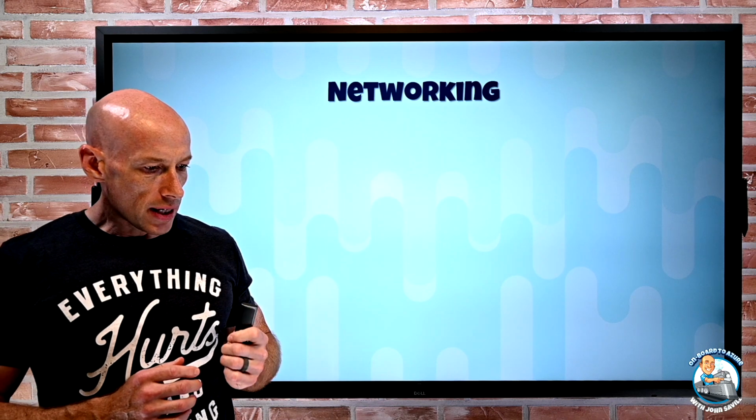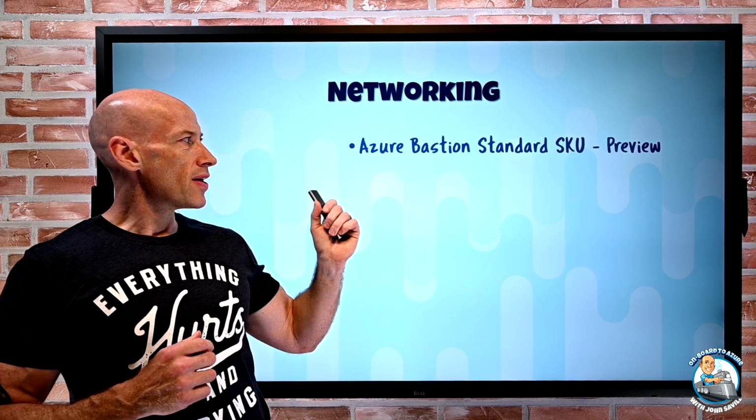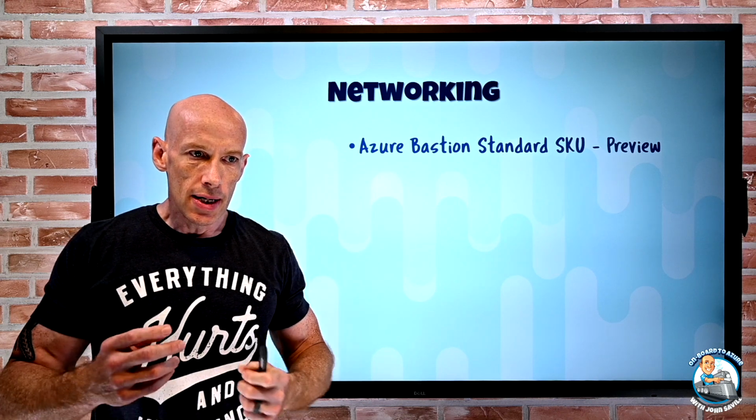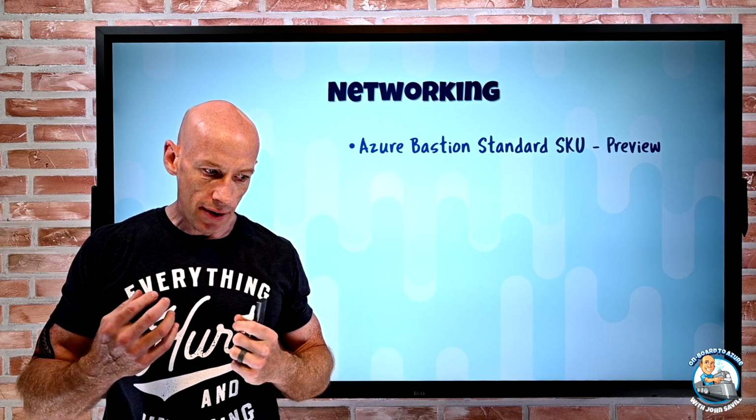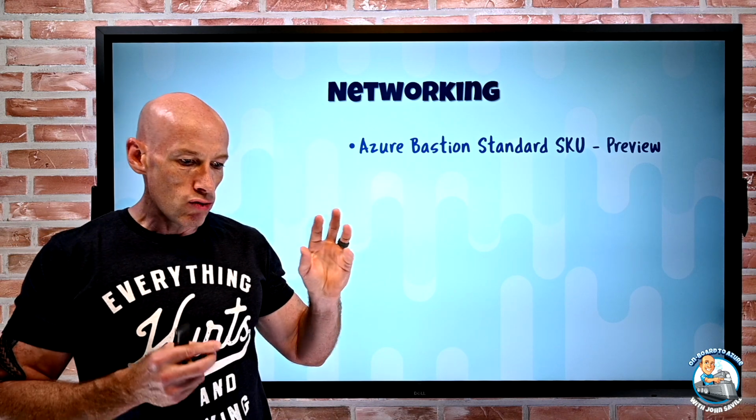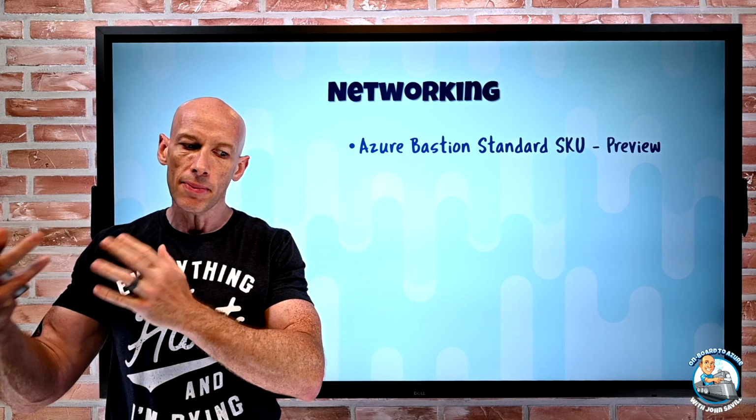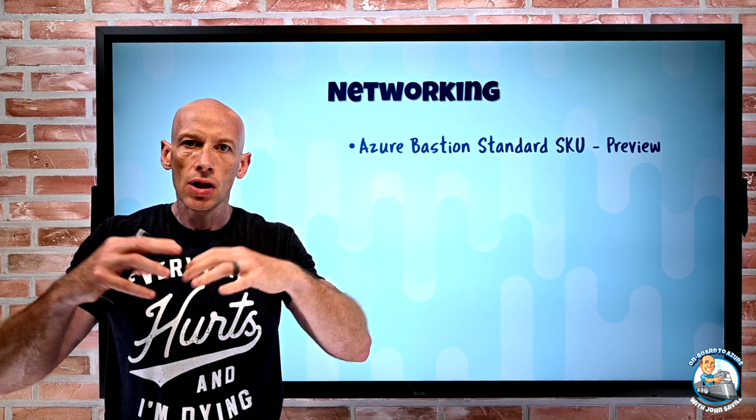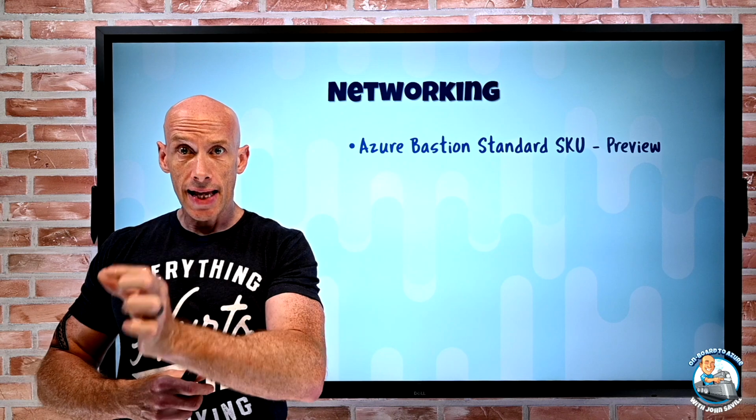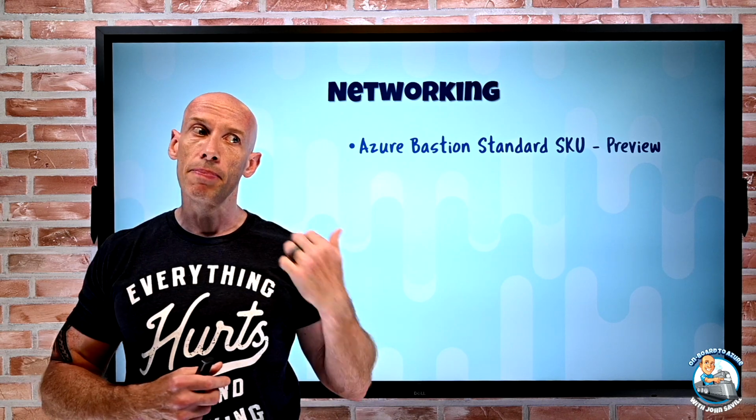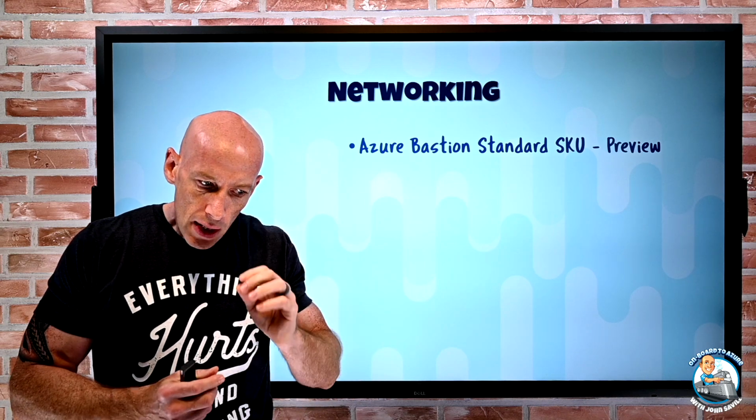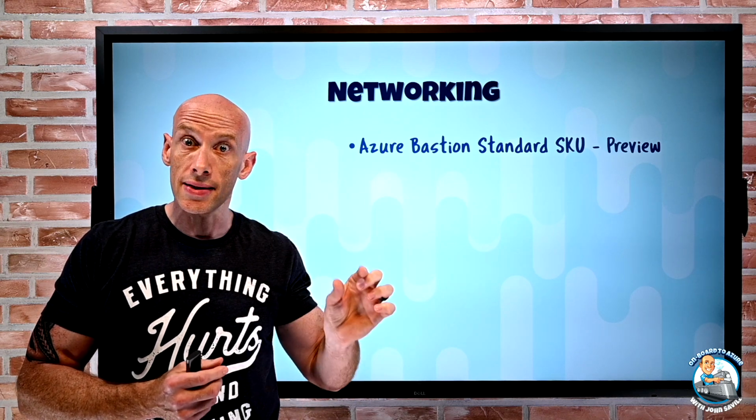Moving on to the networking side, they've announced the Azure Bastion Standard SKU is in preview. The existing SKU we have becomes the Basic SKU, and the Standard SKU is really designed around more premium features and larger scale. I can upgrade from Basic to Standard, but I cannot go from Standard to Basic. And if I think about Basic, the existing offering, it's really built off of 2 instances.